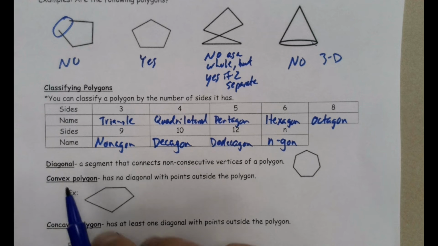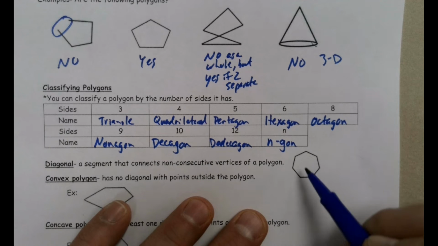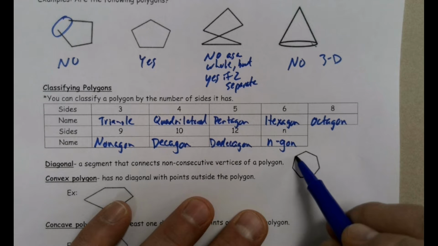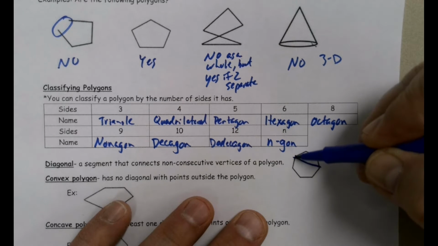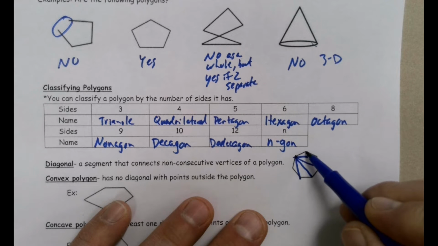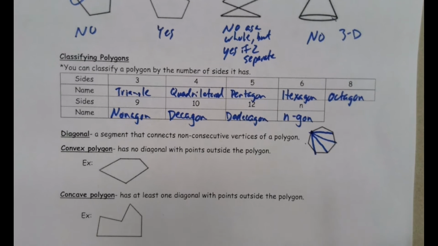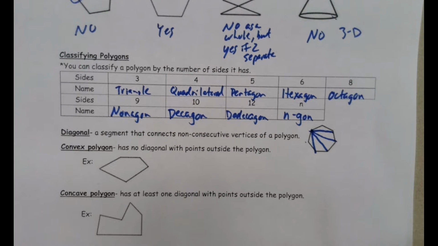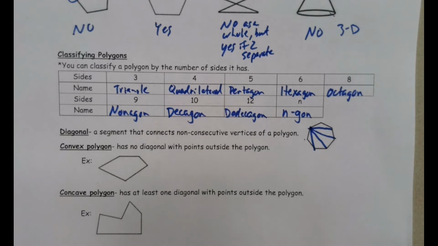A diagonal is a segment that connects non-consecutive vertices of a polygon. So if I'm looking at all of the diagonals from this vertex, I'd have one here, one here, one here, one here. This one and this one are consecutive. They're right next to each other on the outside of the shape. Same thing as this one and this one. So they're inside between points. A convex polygon is a polygon that has no diagonal with points outside the polygon, just like the one we showed there.